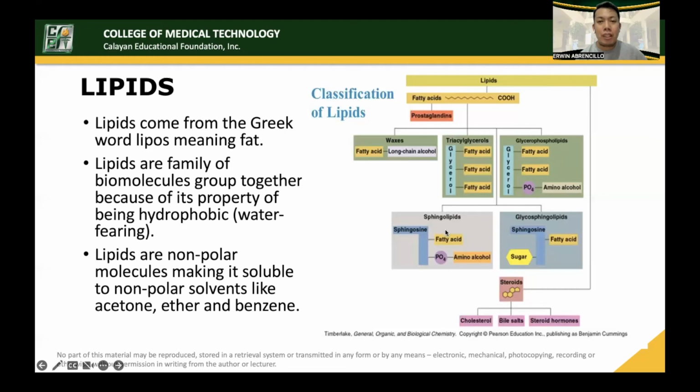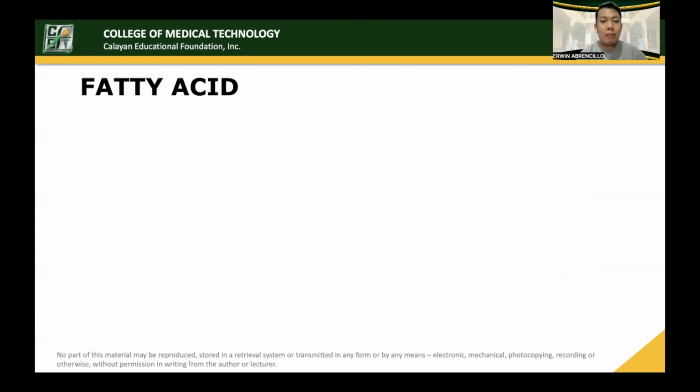And then for sphingolipids, you have here sphingosine attached to one fatty acid and then to one phosphate group and amino alcohol. And then for glycosphingolipids, you have here sphingosine attached to a fatty acid and then sugar. So that is the classification of lipids. But we are going to discuss further on that when we go to the specific topic about lipids.